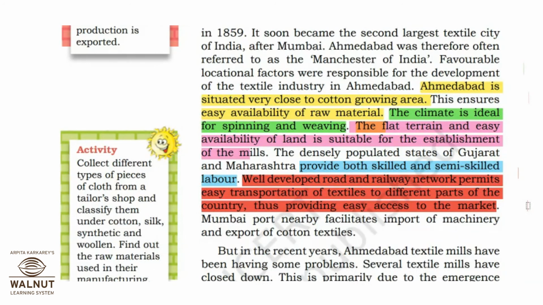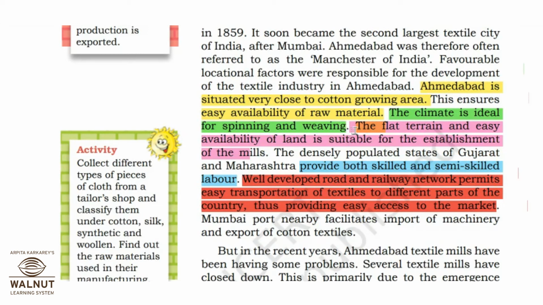All of you, how are you going to write? Ahmedabad developed as the most important center for textile production because, first point, which I've written in yellow: Ahmedabad is situated very close to cotton growing area and this ensures easy availability of raw material. That is your point number one. Then in green, I have put point number two: the climate is ideal for spinning and weaving. It has a suitable climate for the processing of the cotton that is required.